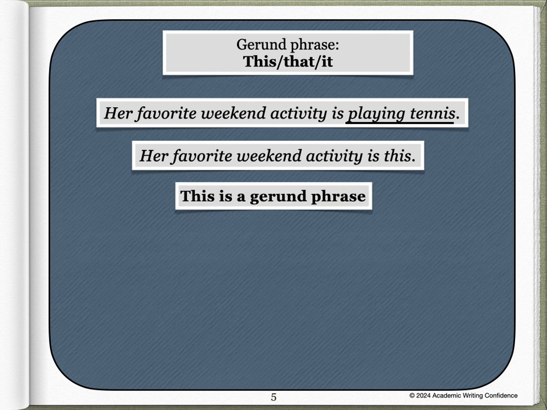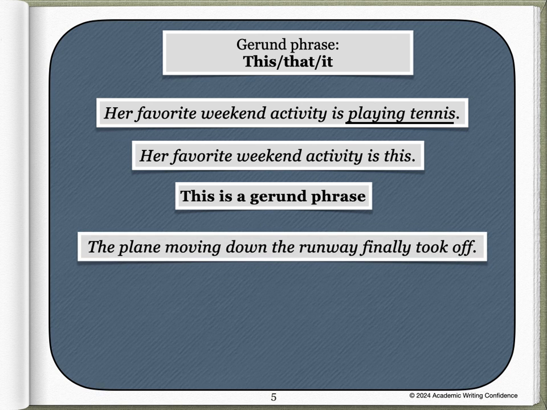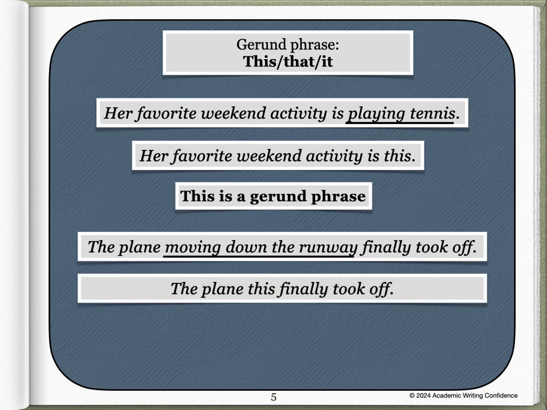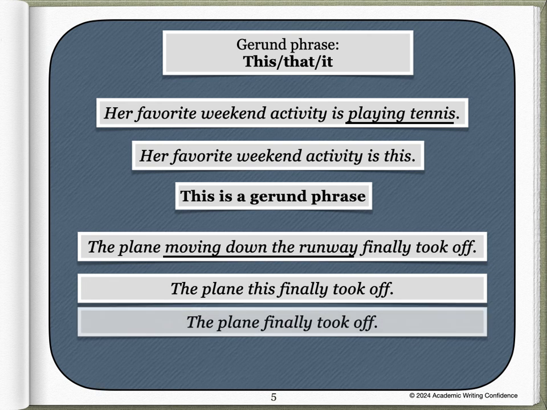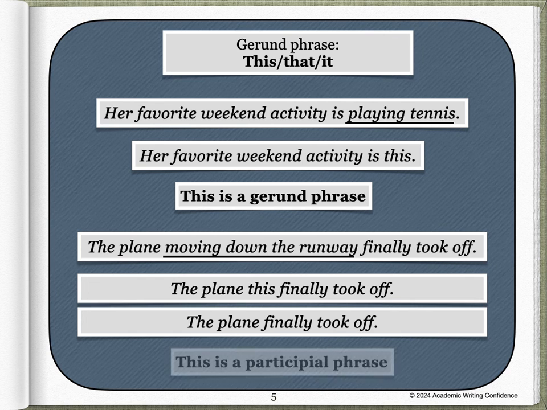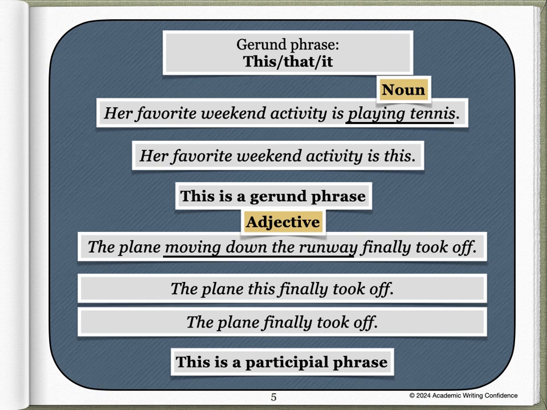Here's another sentence. The plane moving down the runway finally took off. If we replace the phrase, we would have the plane this finally took off. This does not make sense. But if we remove the phrase completely, it is still a complete sentence. The plane finally took off. So this is a participial phrase. Playing tennis is acting as a noun, whereas moving down the runway is acting as an adjective, describing the plane.